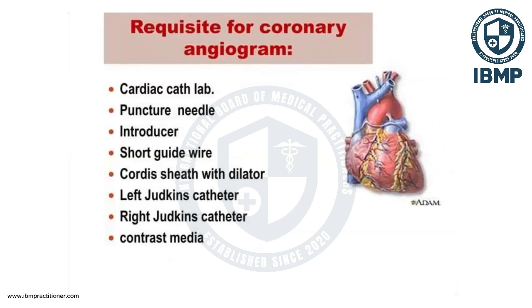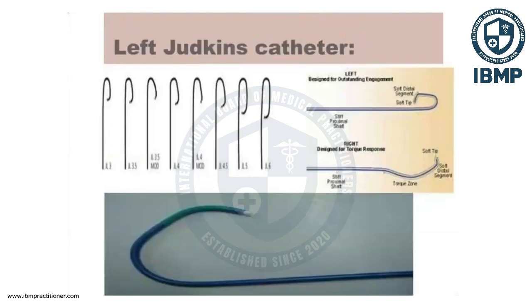Then for the hooking of the arteries, we use the Judkins catheter for the left side, and right Judkins for the right side. For the radial approach, we take the TIG, the Tiger catheter. For contrast media, usually we take ionic contrast, but if there is a kidney problem, non-ionic contrast is preferable. This is how the Judkins looks: Judkins 3, 3.5, 3.5 MOD, 4, 4.5. All depend upon the primary curve and secondary curve. The short segment is this soft one.